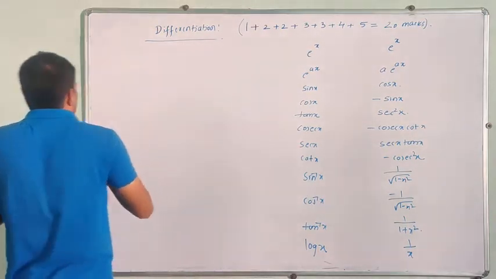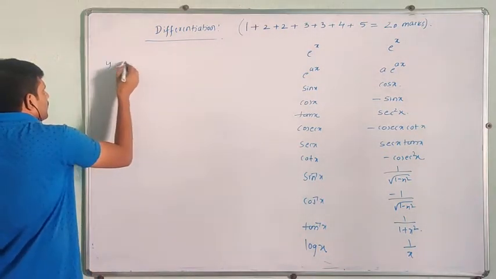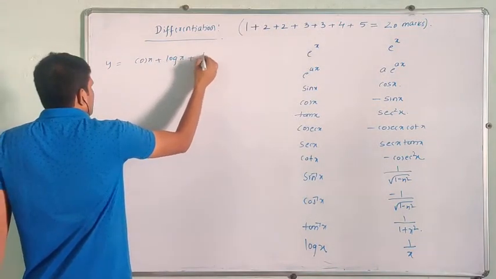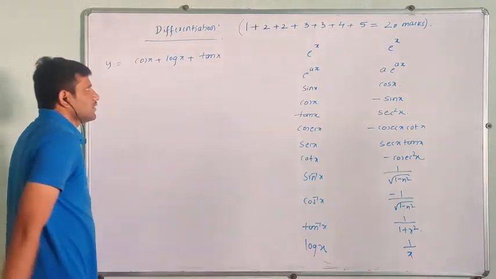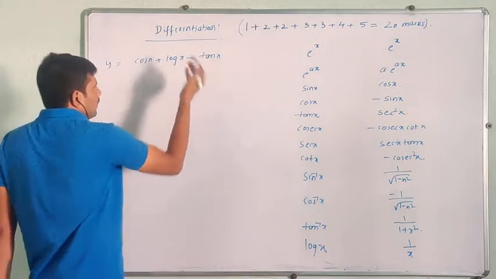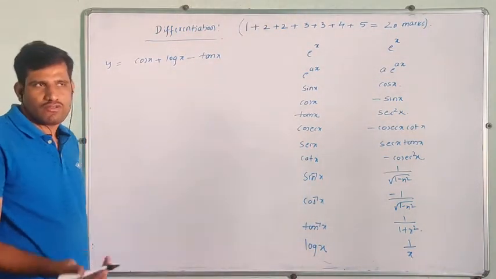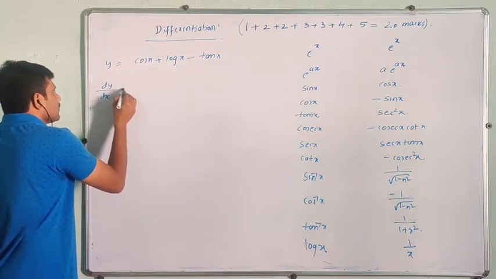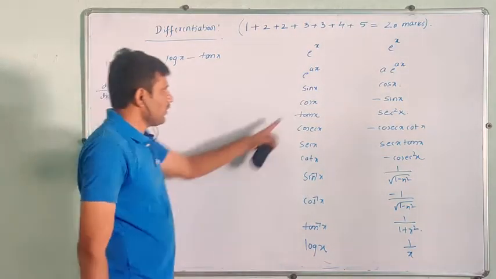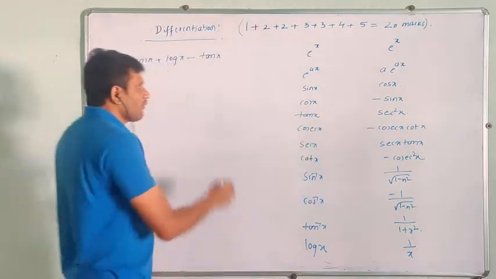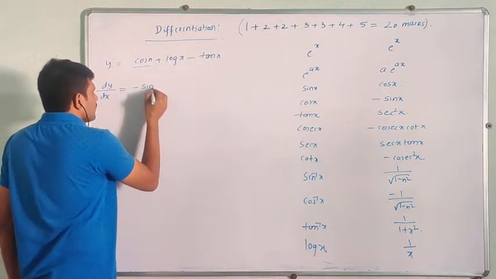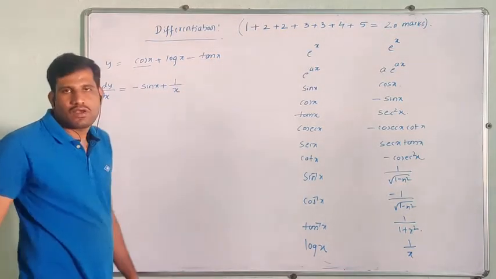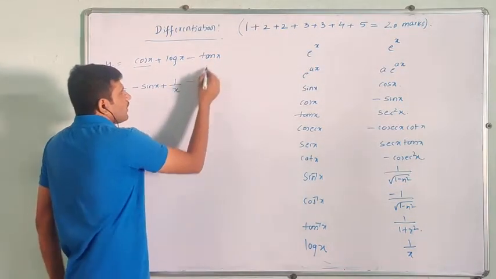Or see here. So y is equal to cos x plus log x minus tan x. It is also the sum or difference of 3 functions. Find dy by dx. So what is the derivative of cos x? The derivative of cos x is minus sin x, plus the derivative of log x. What is the derivative of log x? It is 1 by x, minus the derivative of tan x.